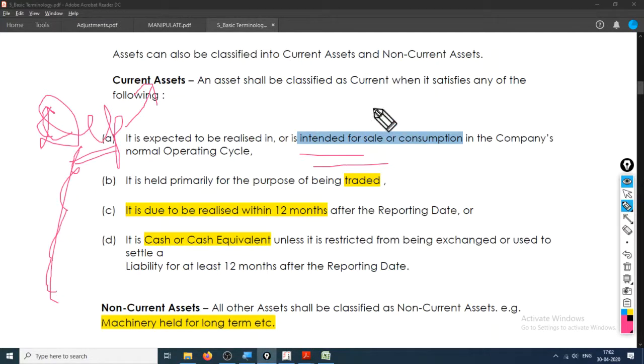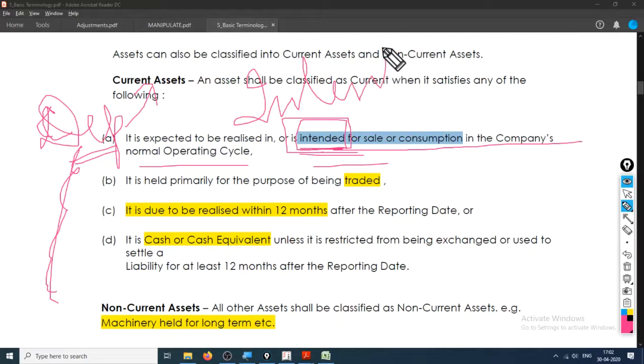And right here you can see the definition of current asset. This is a lawful definition: it is held for sale or consumption in the company's normal operating cycle. Hence, people exploit this word right here, that is, intention. Intentions are based on judgments and they are biased.